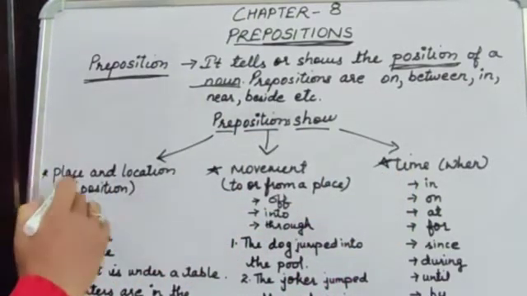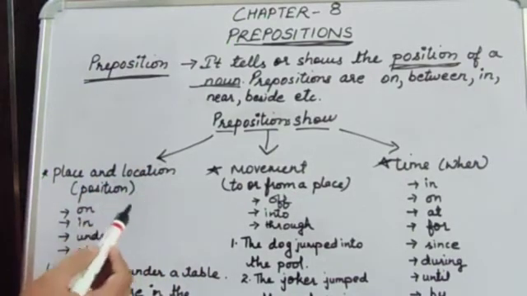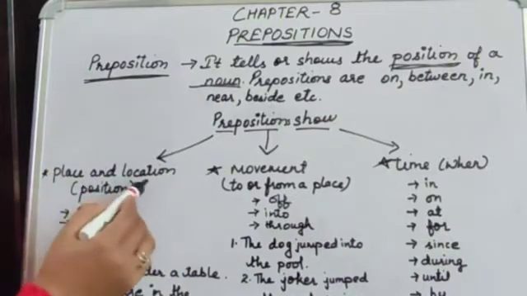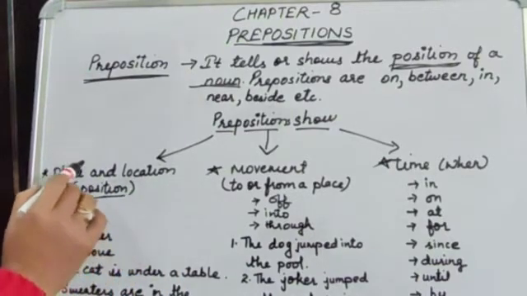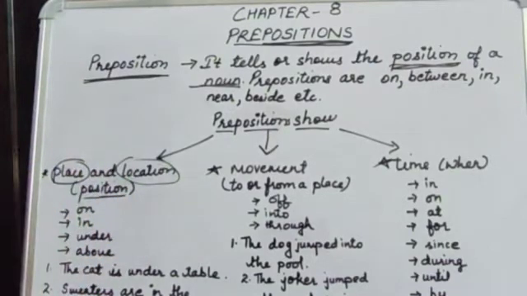Now, place and location. For example, in place and location, preposition words are on, in, under, above, below, between, behind, against. So these are all your place and location. It tells the position or the location of a noun.